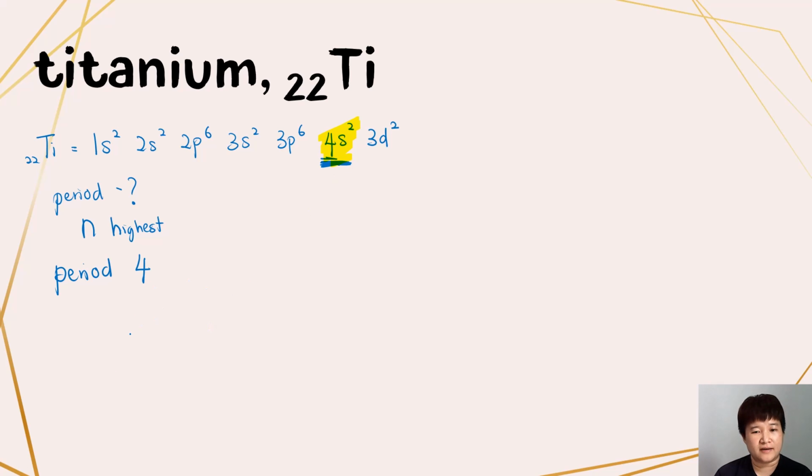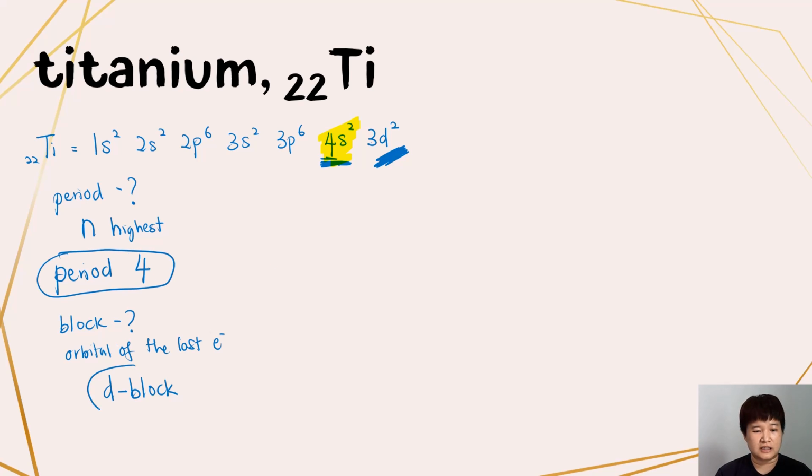Next, let's try block. What do you think the block will be? The block is actually the orbital of the last electron that you put in. So the last electron that you put in is in the 3d2. Therefore, it will be in the d block, because the last electron you put in is in the d orbital. So right now we have two things. We have your period 4. We have your d block.